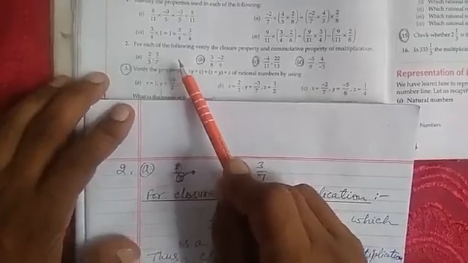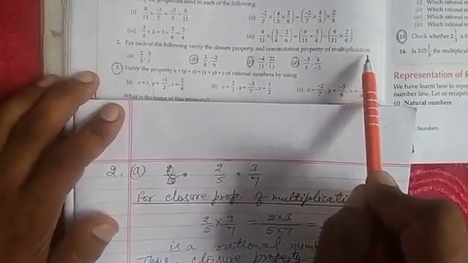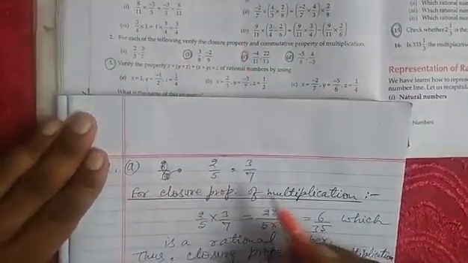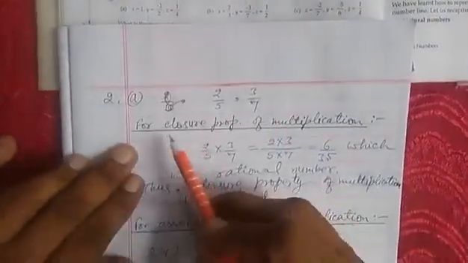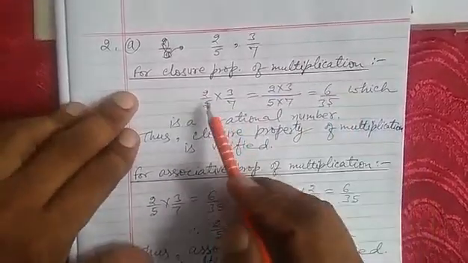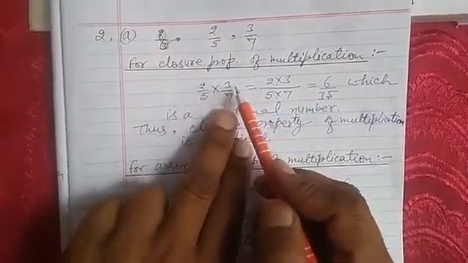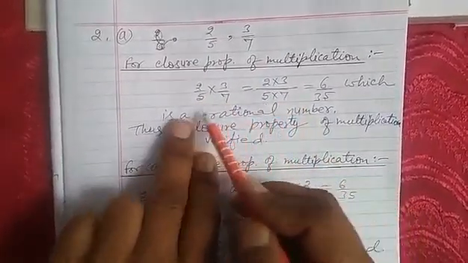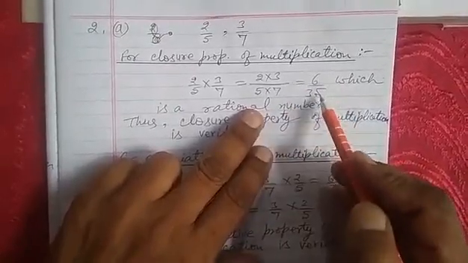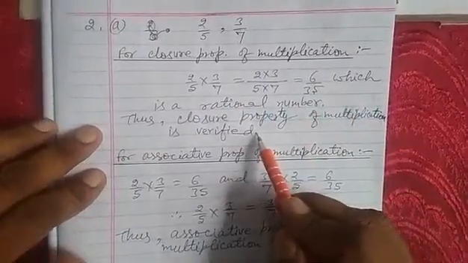Second question, for each of the following verify the closure property and commutative property of multiplication. A part 2 upon 5, 3 upon 7. For verification of closure property of multiplication, 2 upon 5 into 3 by 7 is equal to 2 into 3 whole upon 5 into 7, which is 2 3 is 6 and 5 7 is 35, 6 upon 35, which is a rational number. Thus closure property of multiplication is verified.